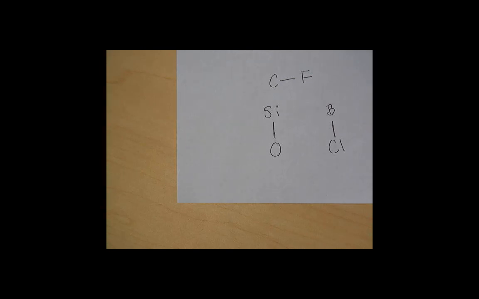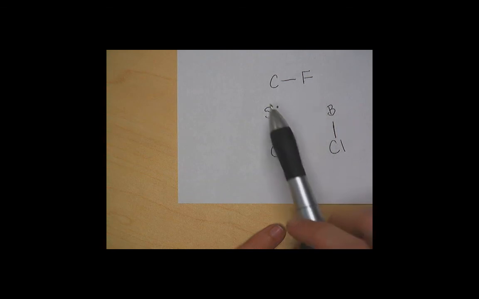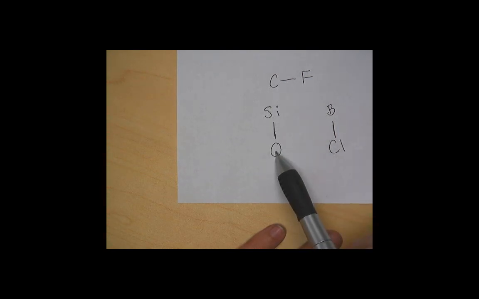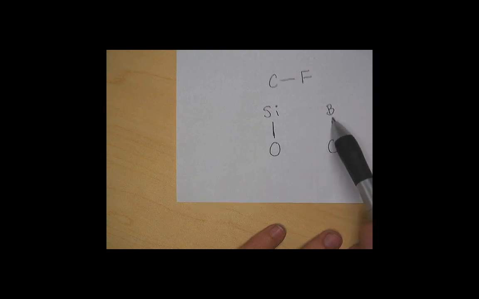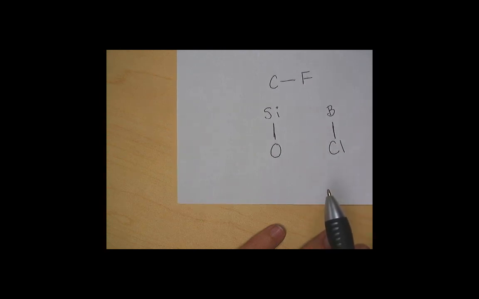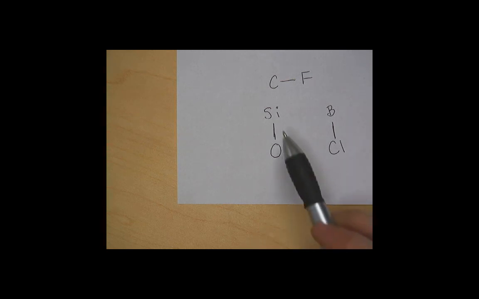So as an exercise, consider the three bonds I have down here. A carbon-fluorine bond, a silicon-oxygen bond, and a boron-chlorine bond. What I want you to do is draw the plus arrow, the bond dipole moment, for each of these polar bonds. I'm going to pause in the video for a few seconds to give you a chance to pause the video so you have plenty of time to make sure you're correct.